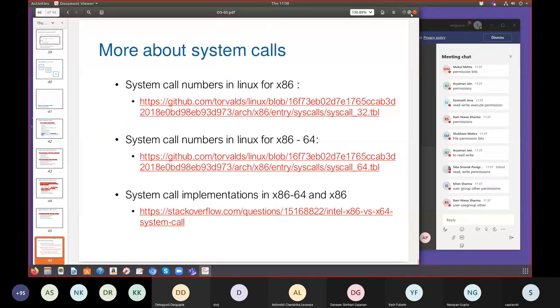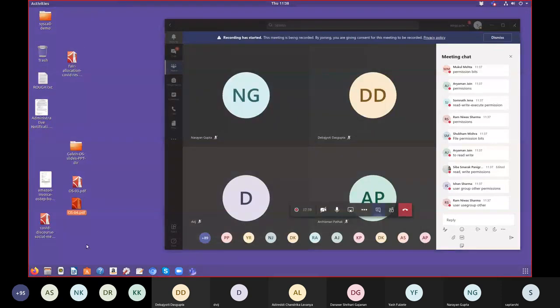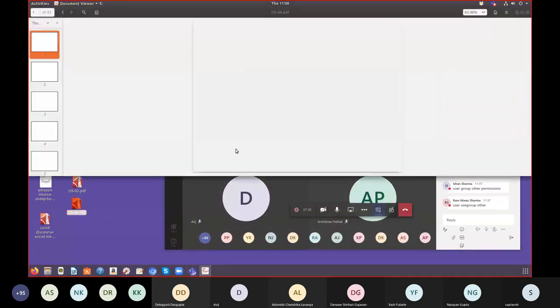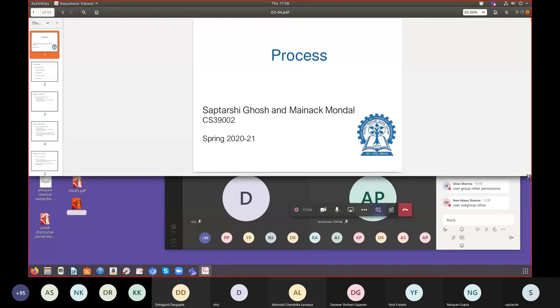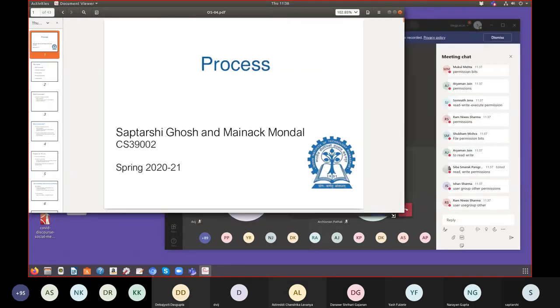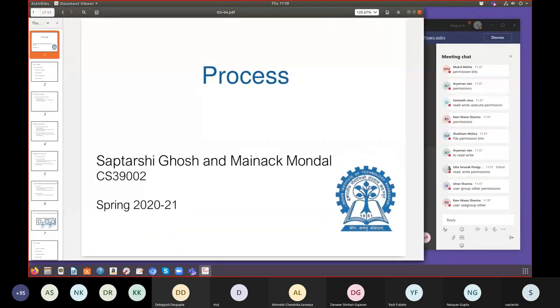Okay, if not, let's just start the next topic, which is called processes. Let me just start with this background: till now we have been using several different terms to mean kind of the same concept. Task, user program, application, etc.